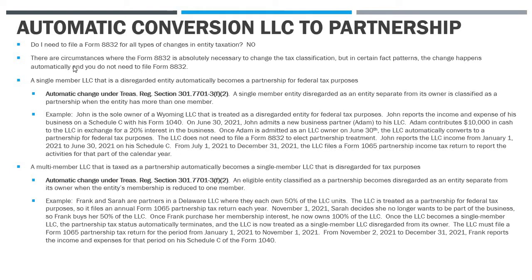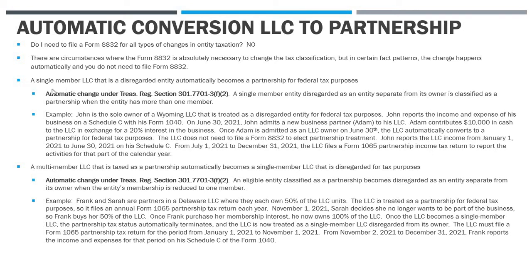So the question posed here is, do you need to file this for all types of changes in entity taxation? The answer is no, right? There are some circumstances where filing the form 8832 is necessary, and then others where it's not, right? In the cases where it's not necessary, it's because the change happens automatically. So here we have a single member LLC and then a multi-member LLC example, and these are situations where you would have an automatic change.